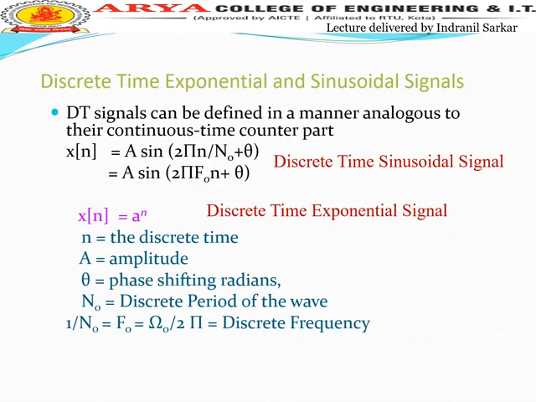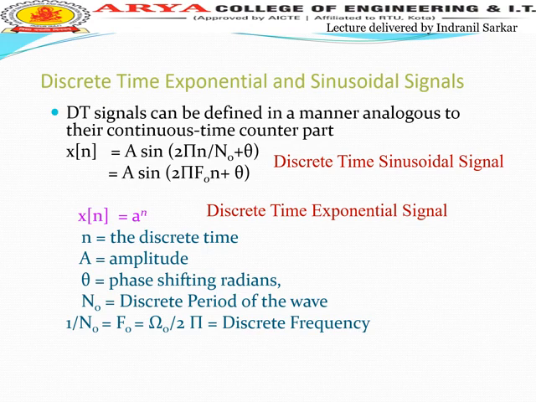Discrete time exponential and sinusoidal signals. Discrete time signals can be defined in a manner analogous to the continuous time counterpart. x[n] is equal to A sin(2πn/N0 + θ), or A sin(2πf0n + θ). This is a discrete time sinusoidal signal. In exponential form, it is represented as x[n] is equal to a to the power n. This is the discrete time exponential signal.